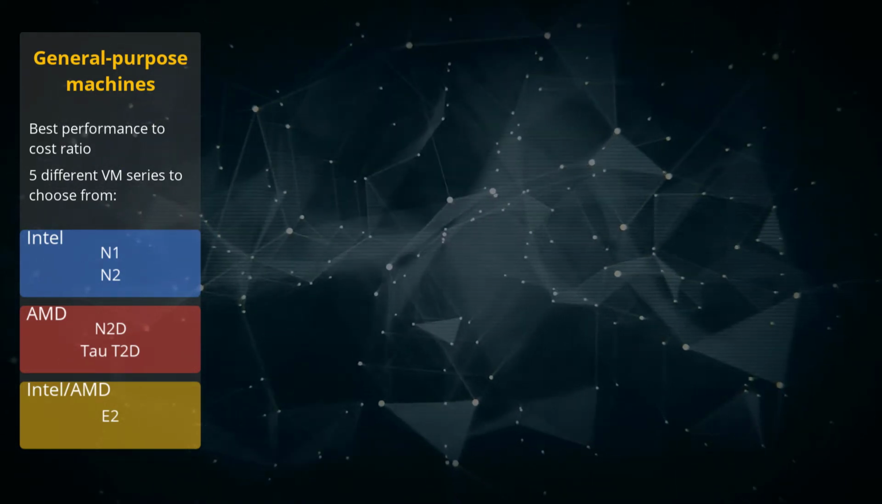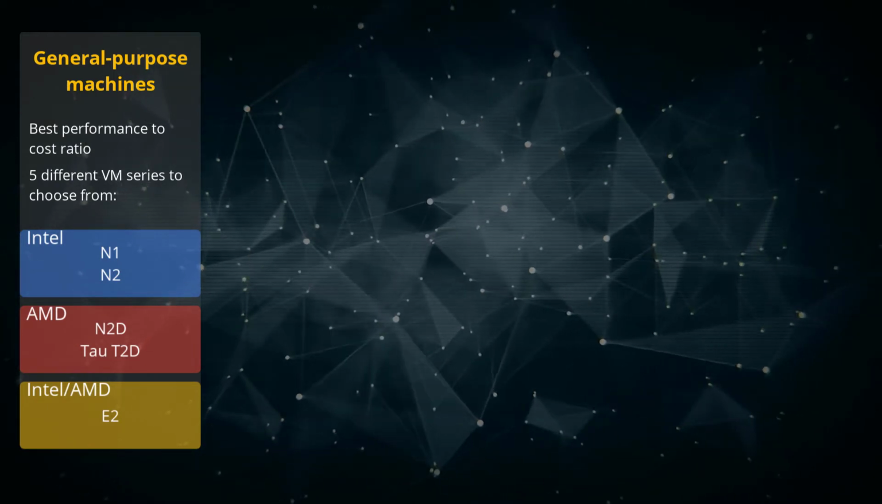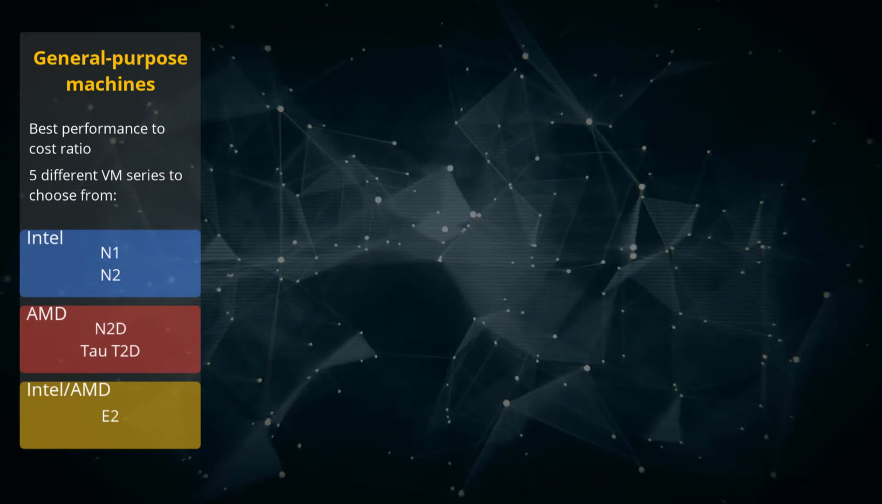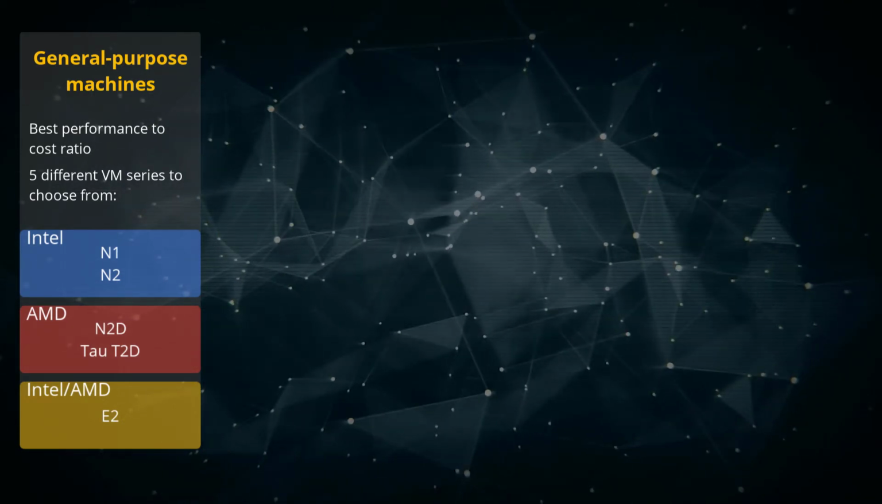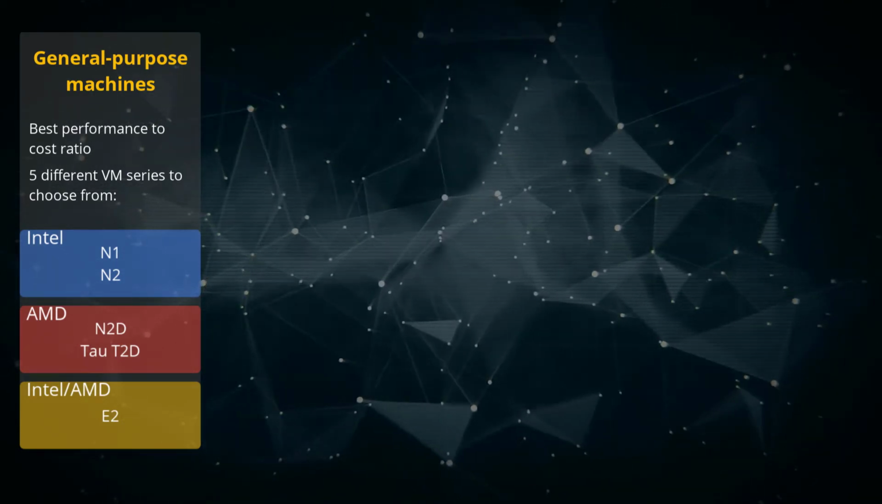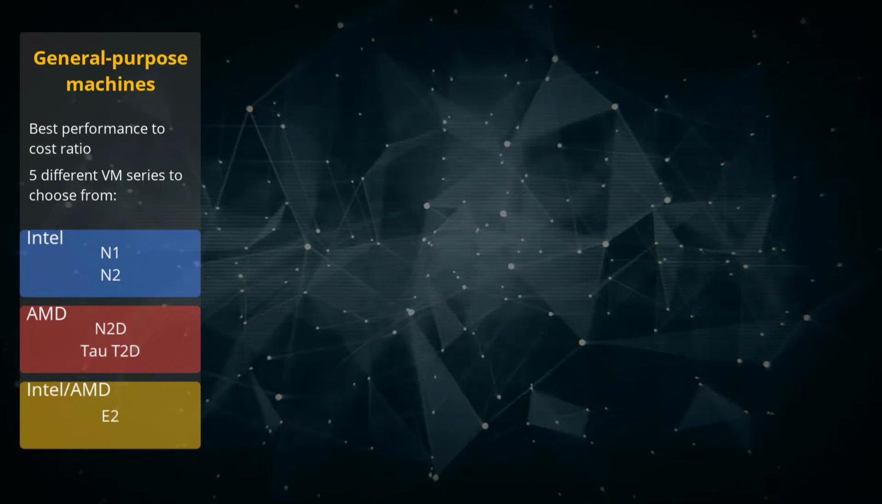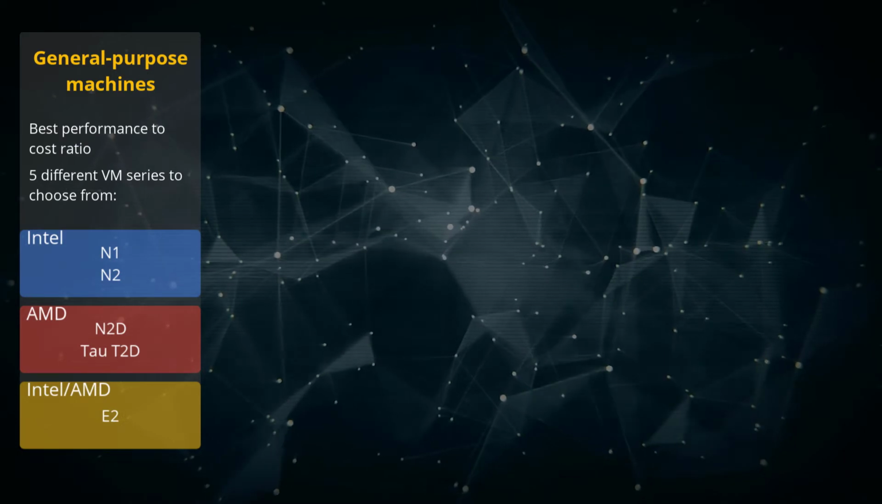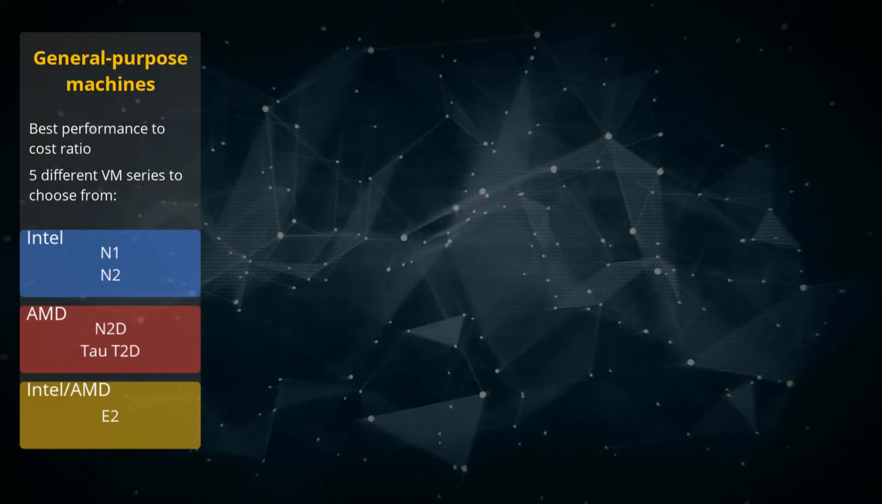And these E2 VMs actually provide the best or the lowest price on Compute Engine, especially when you are coupling them with committed use discounts for over 1 year or 3 years. You'll get a massive amount of discount when you commit for 3 years with the E2 instances.